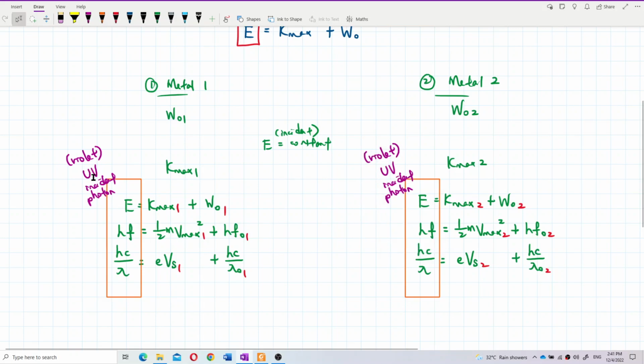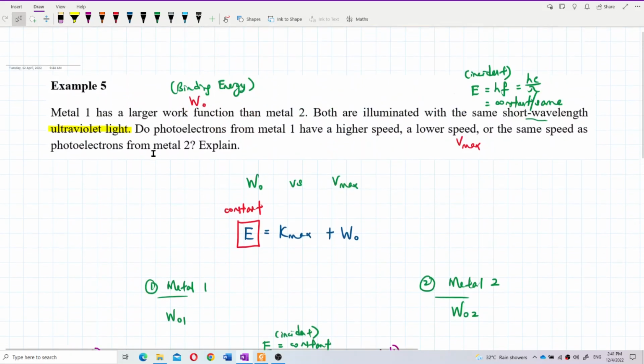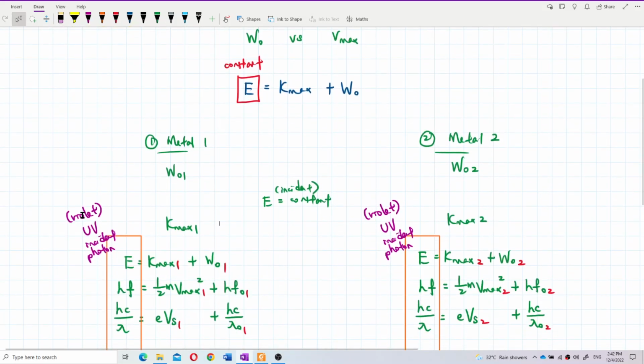Because ultraviolet light. Ultraviolet is not violet actually. It's not a violet color. Ultraviolet has no color. You cannot see ultraviolet light.